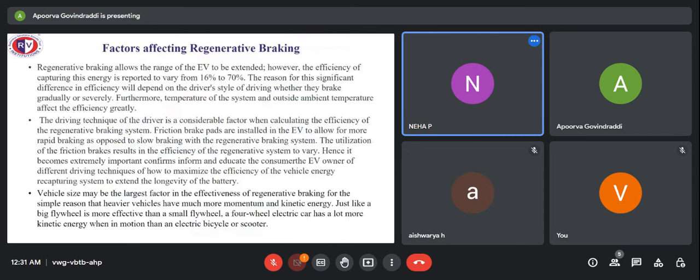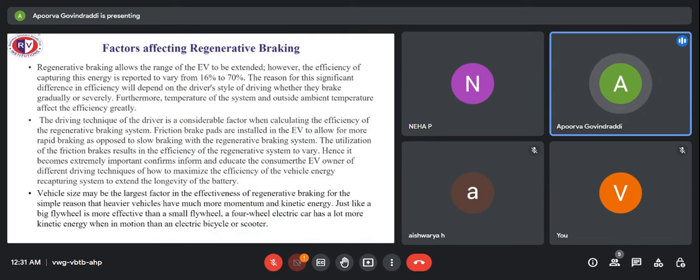Over to Apurva. Okay, so I'll be talking about the factors that are affecting regenerative braking. Usually, regenerative braking allows the electric vehicle's range to be extended. However, the efficiency of capturing this energy varies from 16% to 70%, and there's a reason for this. The reason for the significant difference in efficiency is the driver's style of driving. For example, if they brake gradually throughout the drive, their efficiency is going to be much higher than the person who waits until the last moment and slams on the brake suddenly.